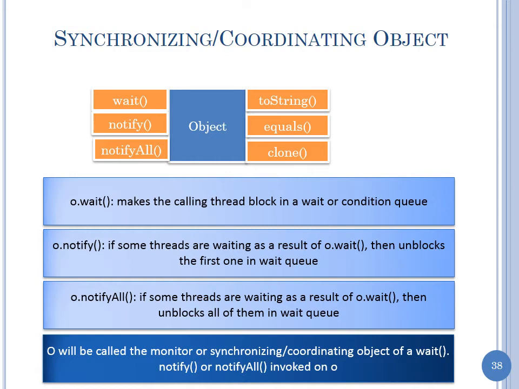Notify, if some threads are waiting as a result of o.wait, unblocks the very first one waiting, and notifyAll unblocks all of them. So when you make a wait, notify, or notifyAll call, there's always a target object. That target object we'll call the synchronization or coordinating object, or the monitor of these calls. Each wait, notify, and notifyAll is associated with a certain object, which is the monitor or synchronizing object or coordinating object.